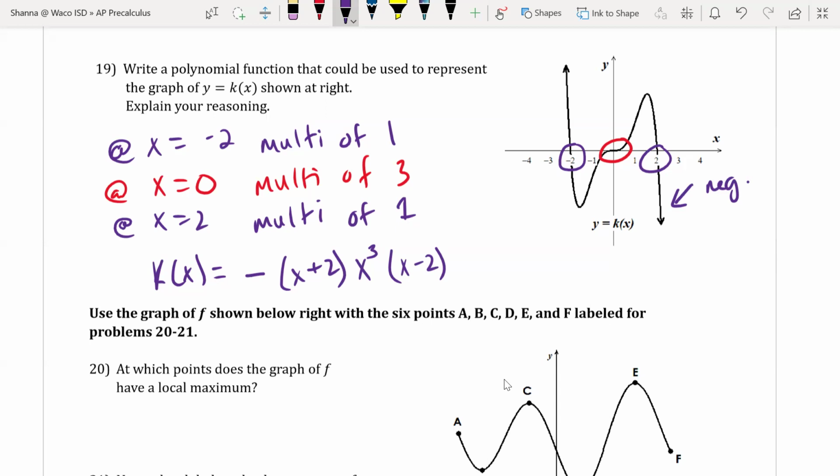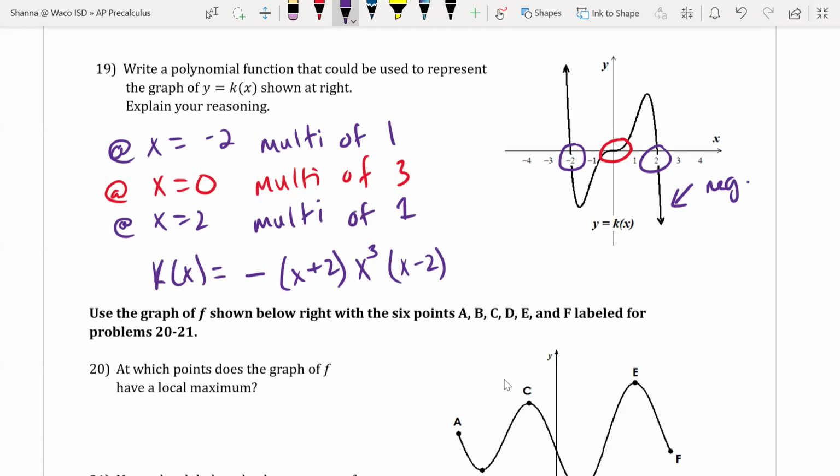X equals 2 is a factor with a multiplicity of 1. Then at that point, if I had to write it out, could you multiply without me? I'm not going to multiply for you. The main thing is that we can write it as factors, and then you can do your distribution on your own, correct? Yes. All right.